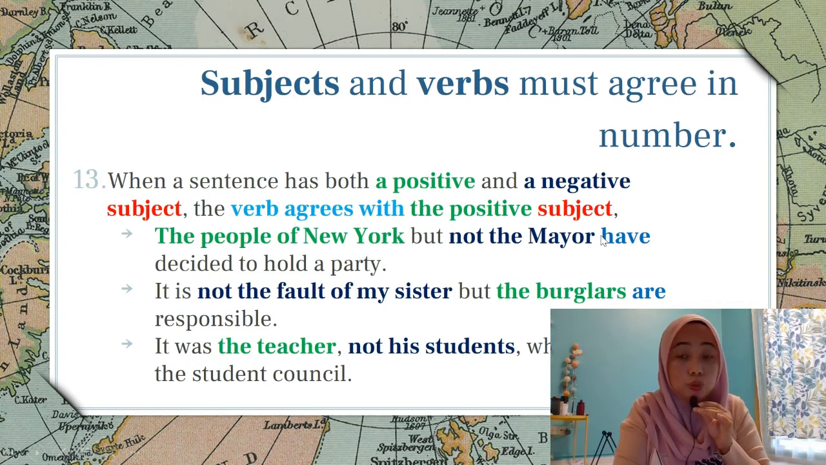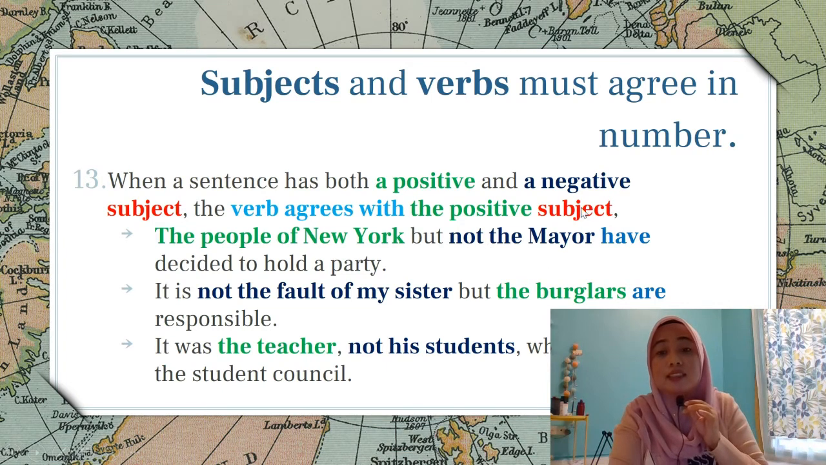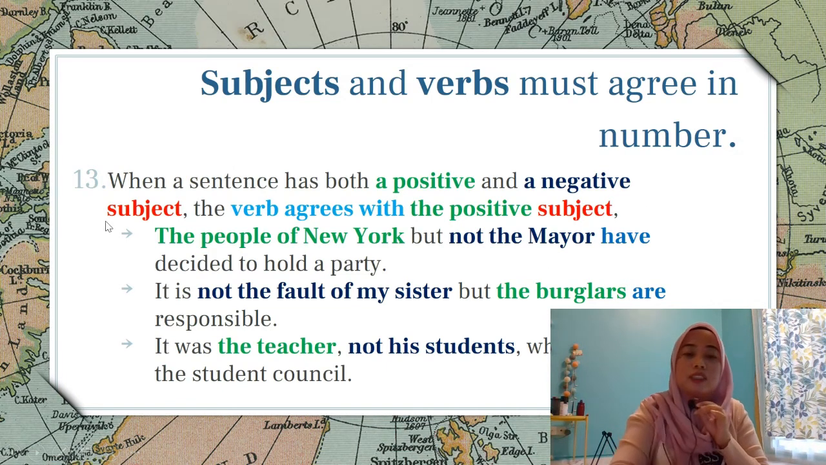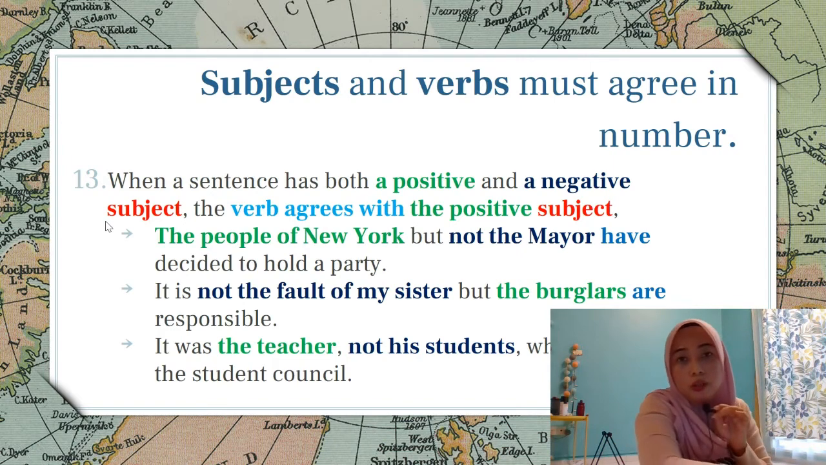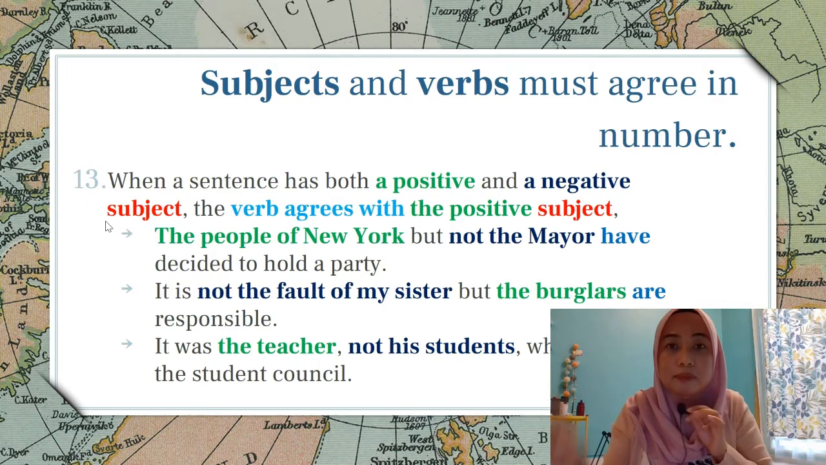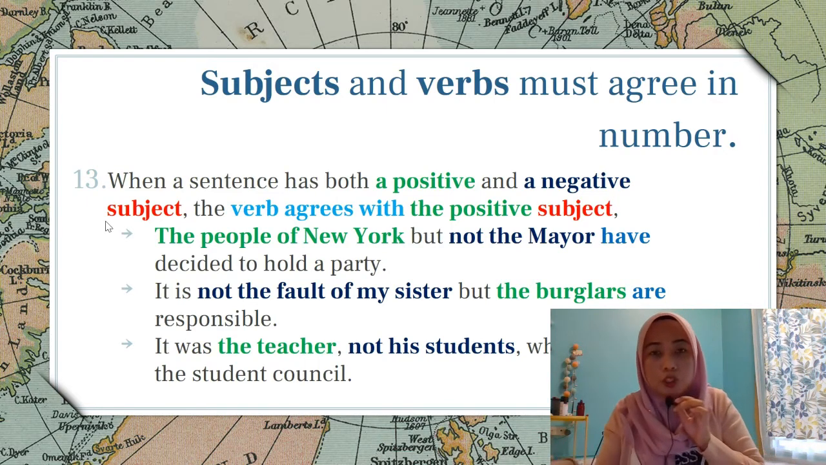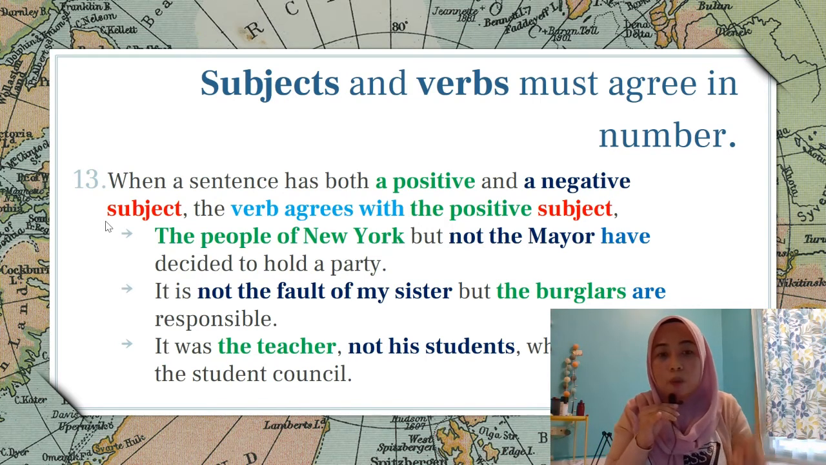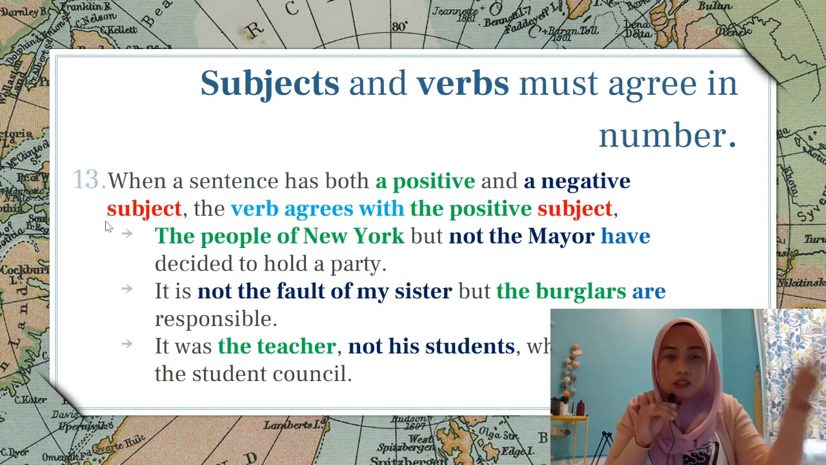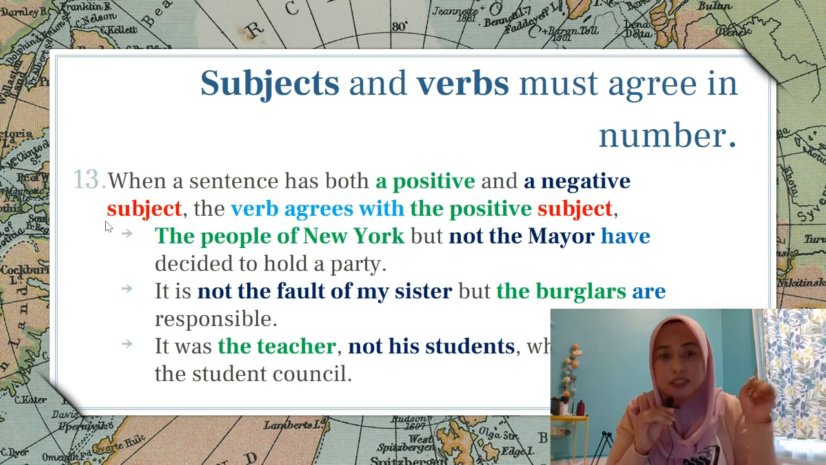How do we know there are two? Go and find the verb first. Anything that goes behind it is the subject, or we can assume it's the subject. So we know here the positive one is the people of New York, and the negative one is not the mayor. How do you know it's negative? Because of the word not. Okay, so the people of New York, people, P-E-O-P-L-E, is always plural. So the people of New York have decided.